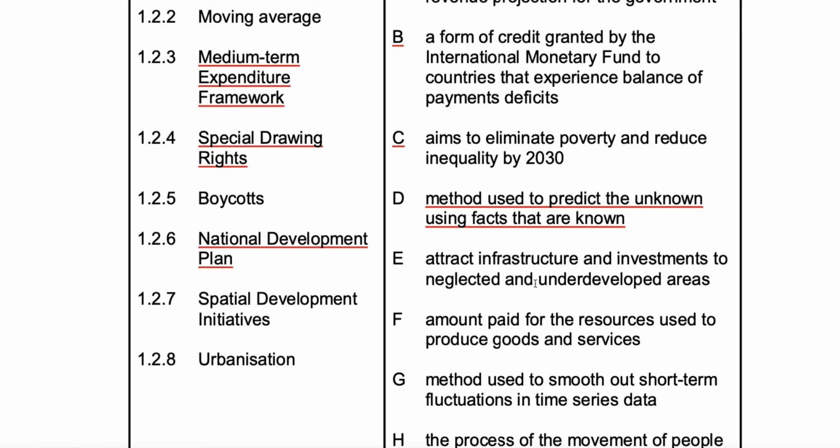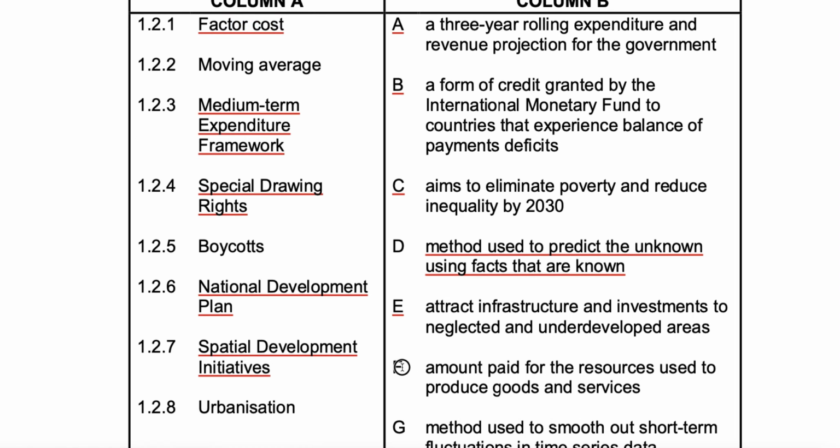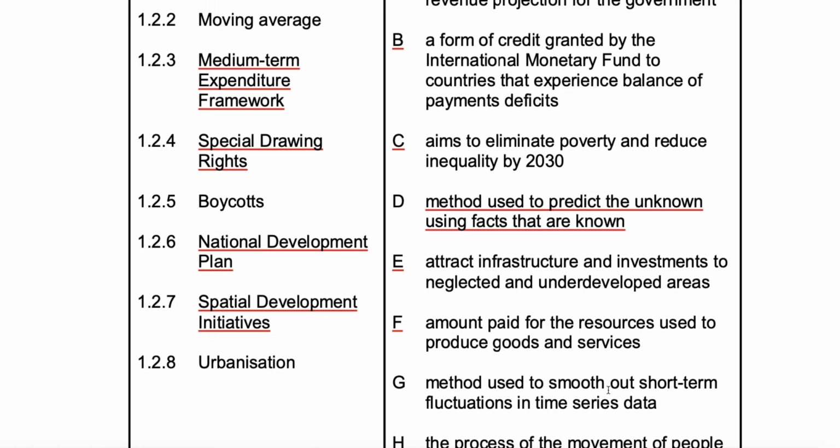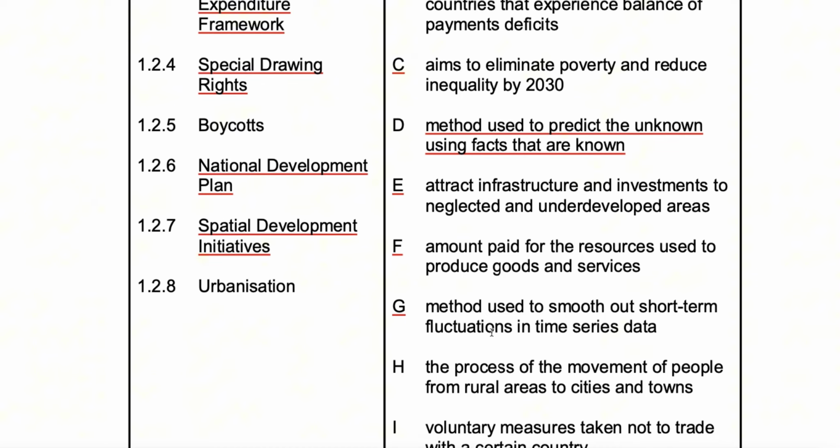Then attract infrastructure and investment to neglected and underdeveloped areas. Now, this one you can use this trick. They are talking about underdeveloped areas. Here it says Spatial Development Initiative. This is something that you can make use of. So this one is gone. Then amount paid for the resources used to produce goods and services. This will be the factor cost. So factor cost is gone. F. Then method used to smooth out short-term fluctuations in a time series. This now is moving average. So moving average is gone.